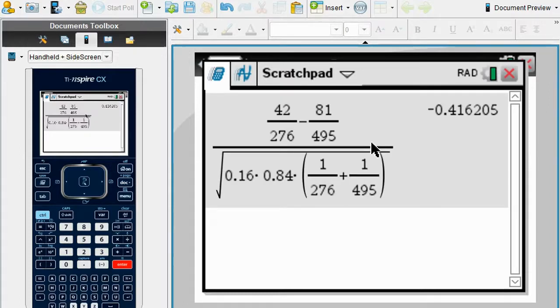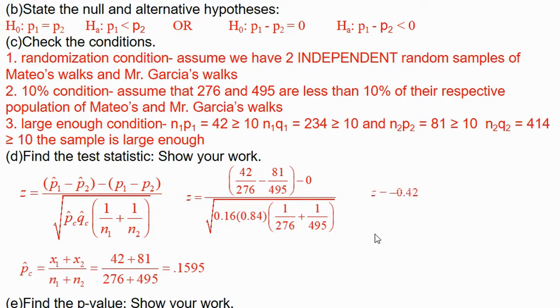Let's see. So I'm getting a z-score of about negative 0.416. That looks right. We're still going to confirm in a minute with the calculator by using a 2-proportion test. But for now, I'm going to go ahead and write that down so that you show all your work. So z is negative 0.42. I rounded it. And then just like before, you need to know how to calculate p-values.